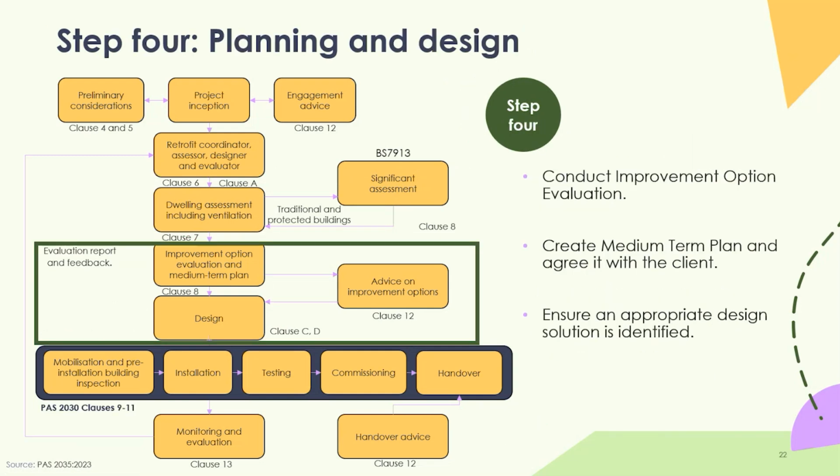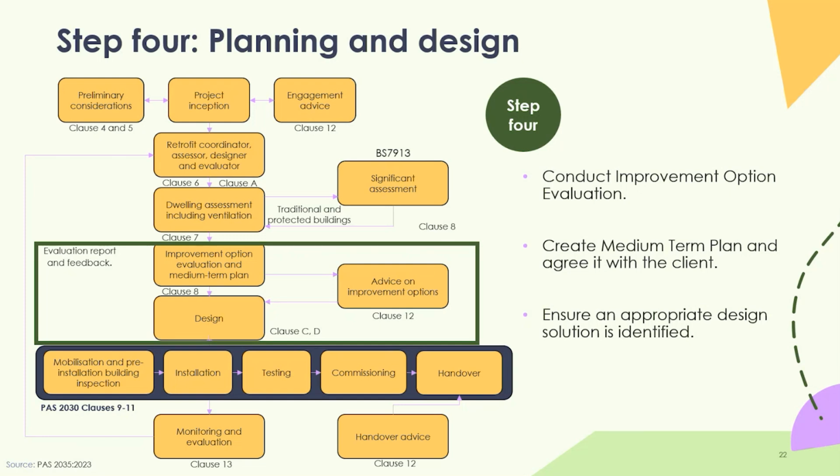So the next step is the planning and design stage. This also includes the improvement option evaluation. So you're reviewing proposed upgrades, looking at costs, levels of disruption for the particular residence that you have, all sorts of considerations. Maybe you need planning permission for a particular measure with properties, whether they are historic or traditional or in conservation areas, etc. These are the considerations you'll be doing at this stage.